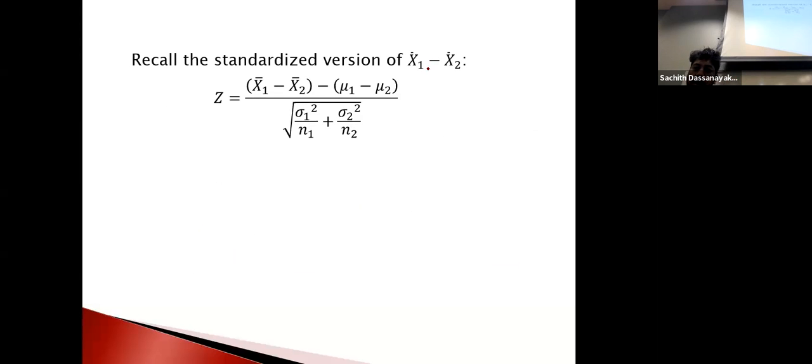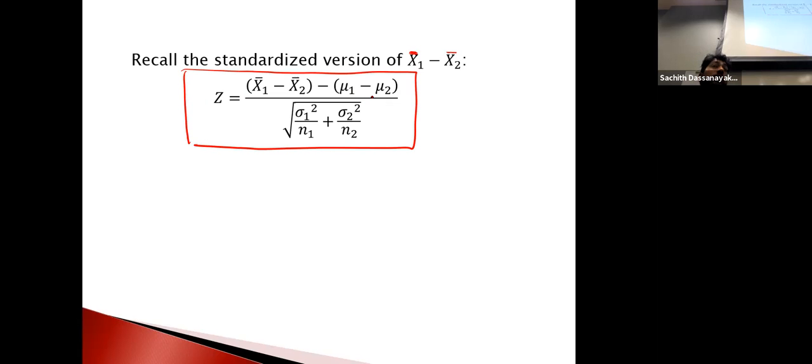Let me recall how to calculate the test statistic for x1 bar and x2 bar. The test statistic is this one: z equals x bar difference minus mu difference, divided by the square root of their variances, not the standard deviations, divided by their individual sample sizes. This is variance. Remember, variance means standard deviation squared.